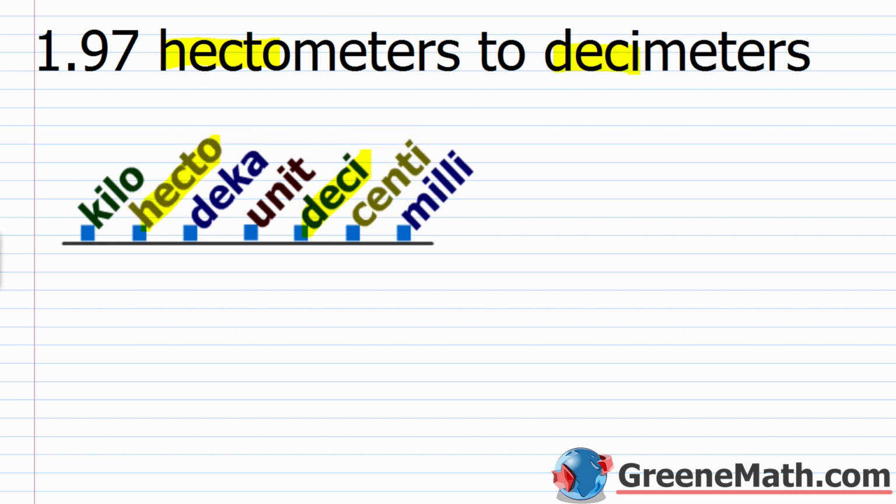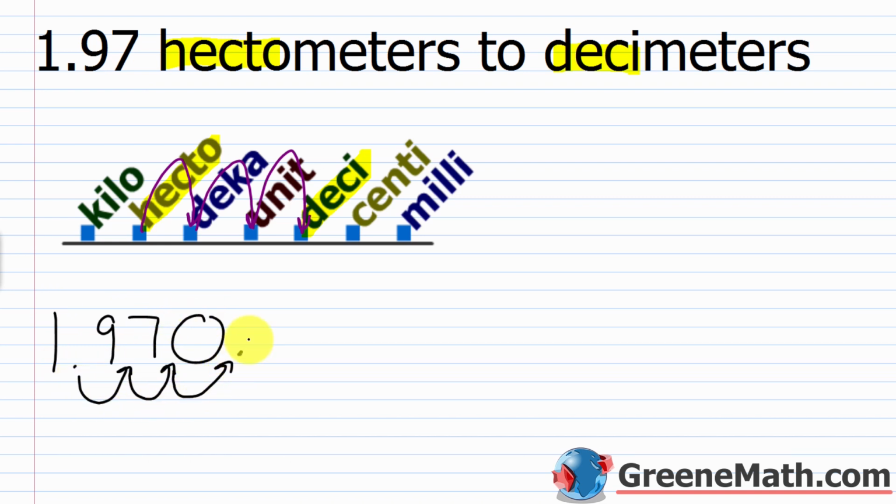So to do that movement on the prefix chart, I'm going to go 1, 2, 3 places to the right, and I basically just need to match that with the number. So 1.97, I need to put 1 0 behind that 7, and I'm going to go 1, 2, 3 places to the right. So let me erase this, and I would get the number 1,970. And then, of course, you're going to write your units that you're converting to, which in this case is decimeters. So 1,970 decimeters.